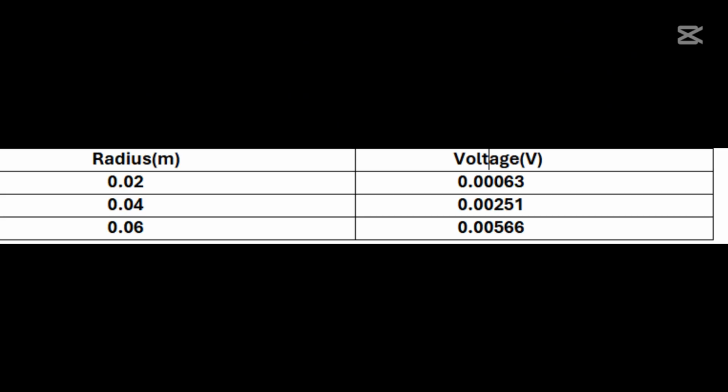And these are the results of the second part. In the second part, with a constant number of turns but varying radius, a similar trend is observed. For instance, for a radius of 2 cm, the EMF was 0.0063 volts. This showed that a larger radius enhances the magnetic flux, leading to a higher induced EMF.